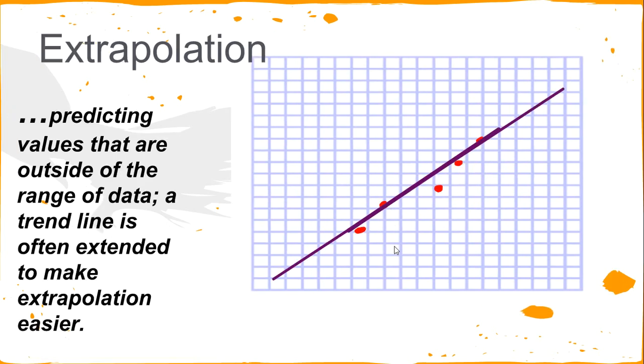On the other hand, if I wanted to predict a point outside of my data, so for example up here or down here, those would be outside the data. That would be called extrapolation. Any type of prediction that is outside the data points is extrapolation.